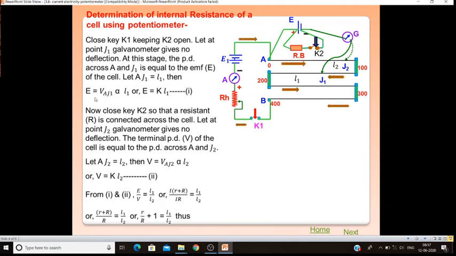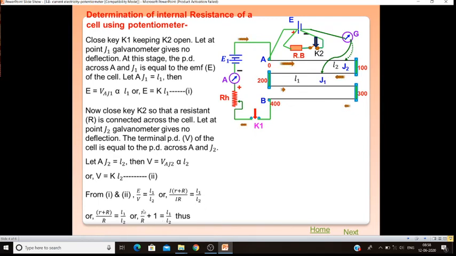Now E by V equal to L1 by L2. Now E equal to, remember the circuit equation, I into (R plus r), where this r is the internal resistance of the cell and R is the resistance here. So it is the total resistance of the circuit, and the terminal potential difference is IR. So I(R plus r) by IR equal to L1 by L2.